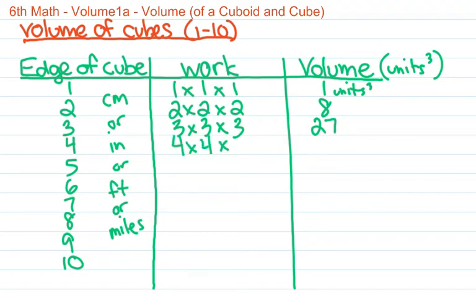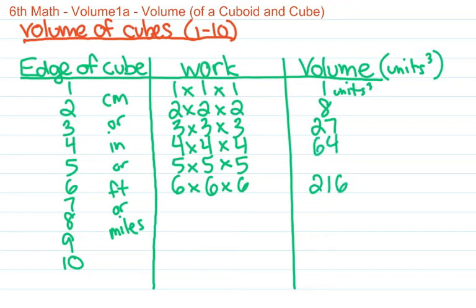4 times 4 times 4, we know already. 5 times 5 times 5, we're trying to memorize that right now. 6 times 6 times 6, I'll give it to you. That's 36 times 6, which is 216. All right, you did that, 64 and 125, right? Notice these numbers are getting bigger, obviously. As you increase these by 1, these are increasing in a different way, in a times 3 sort of way.